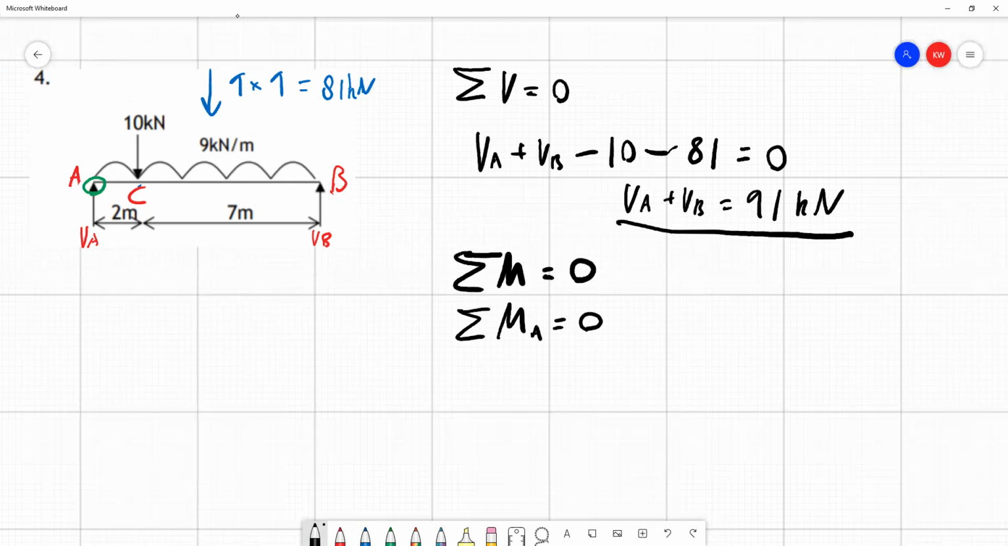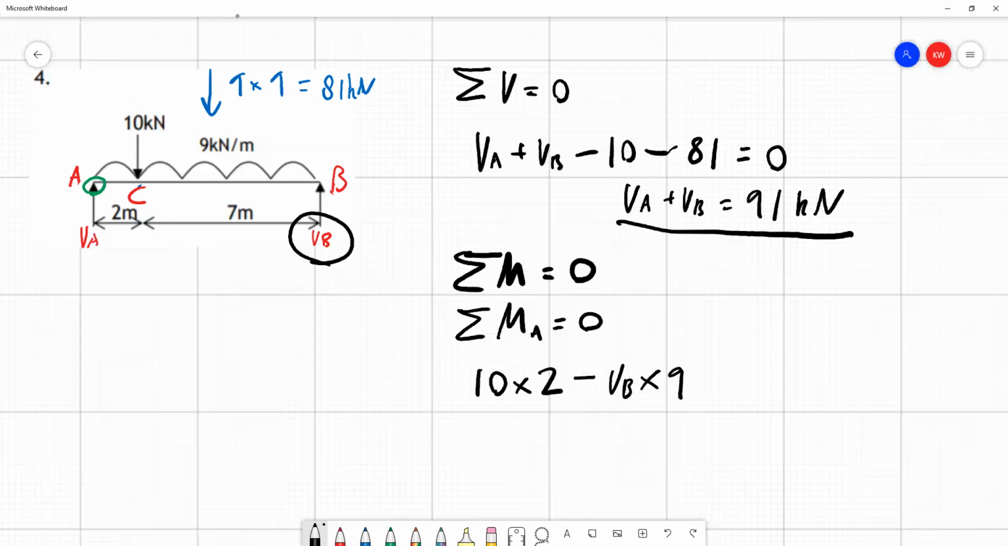So let's move along the beam from left to right. Let's start off with our point force at point C. At point C, we have a 10 kilonewton force, and it's acting at a distance of 2 meters away from point A. So it's 10 times 2. And we're going to have a force acting in the opposite direction due to VB, because that's pushing the beam up. So we'll say subtract, because that's going to be a counterclockwise moment, and that's going to be VB, the force we haven't worked out yet, times 9, because that's how far away it is.